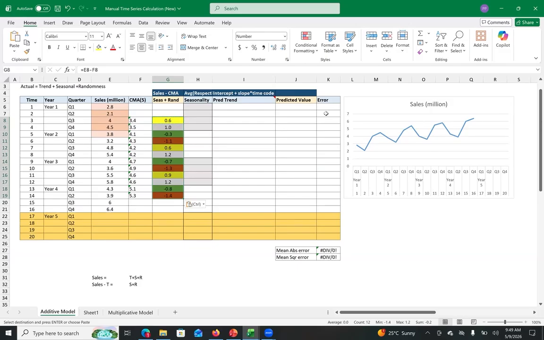Can you please repeat the last two concepts, please? Sure. So what I was saying is that there are two types of time series. One is the additive series, one is the multiplicative time series. Right now, we are solving the problem by assuming, we don't know, that this is an additive time series. If it is an additive time series, we can simply say sales is equal to trend plus seasonality plus randomness. Clear? Yes.